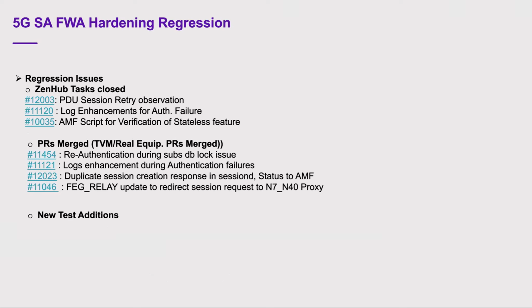From the pear merge side, a re-authentication during subscriber database lock issue has been merged. Logging enhancement, the same issue we talked about before. Duplicate session creation response in session D, where the status of the duplicate session is being sent to VMF in this case. And there's some federation gateway enhancement to redirect the session request for N7 and N40 proxy.